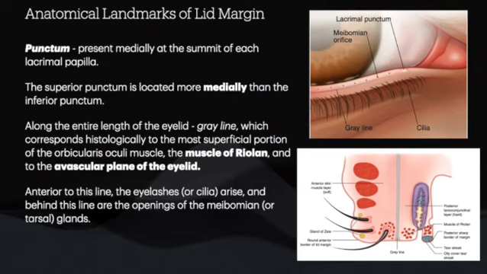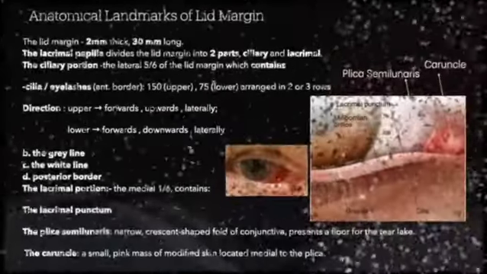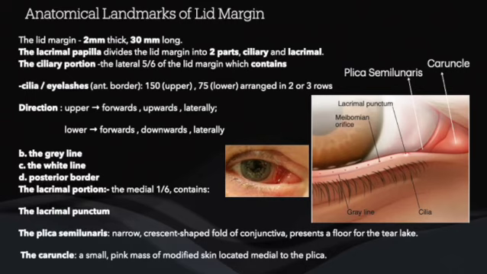Anterior to this line, you can see the eyelashes arising, and behind this line there is the opening of the meibomian or tarsal glands, and it is also called the white line. The anterior border is curved, whereas the posterior border is straight. The lid margin is 2 mm thick and 30 mm long. The lacrimal papillae divide the lid margin into two parts, ciliary and lacrimal portions.